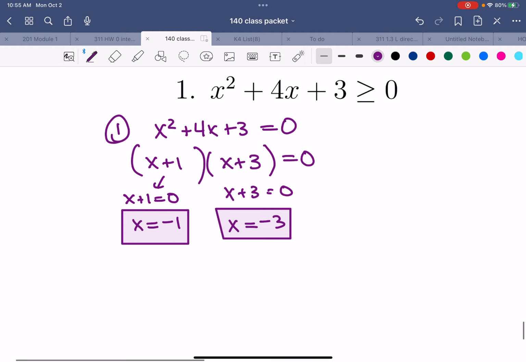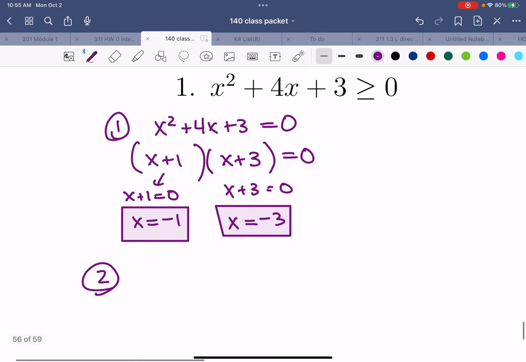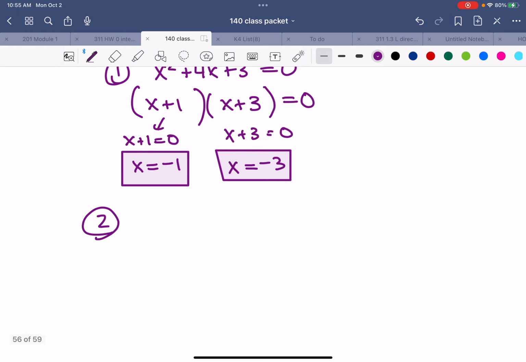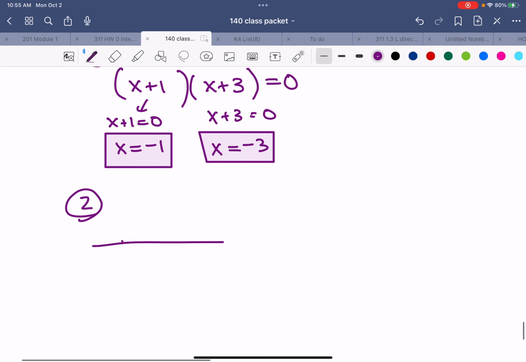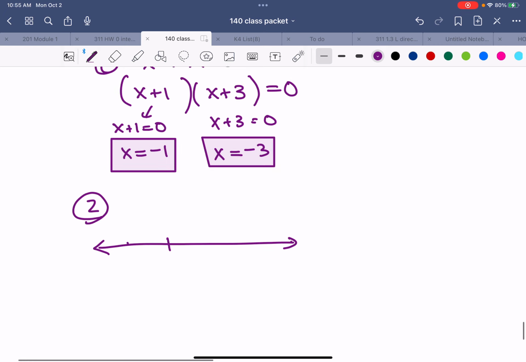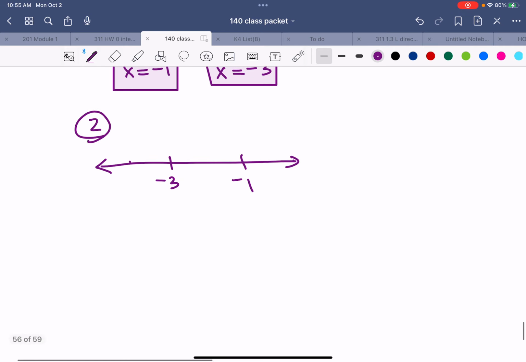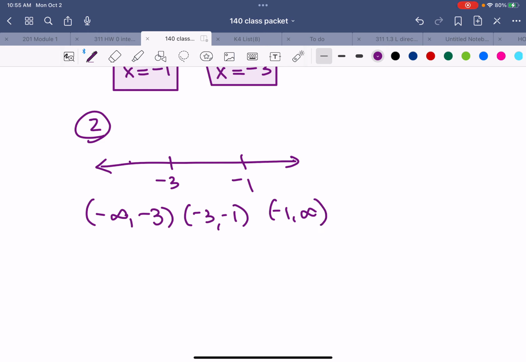So now I have two numbers. Step 2 is going to be to create some intervals. We're going to draw out a number line, and I'm going to put my two values on there. So I have -3 and -1. -3 is smaller, so it goes on the left. -1 goes on the right. Then we write out the corresponding intervals. So we have from -infinity to -3, -3 to -1, and then -1 off to infinity.